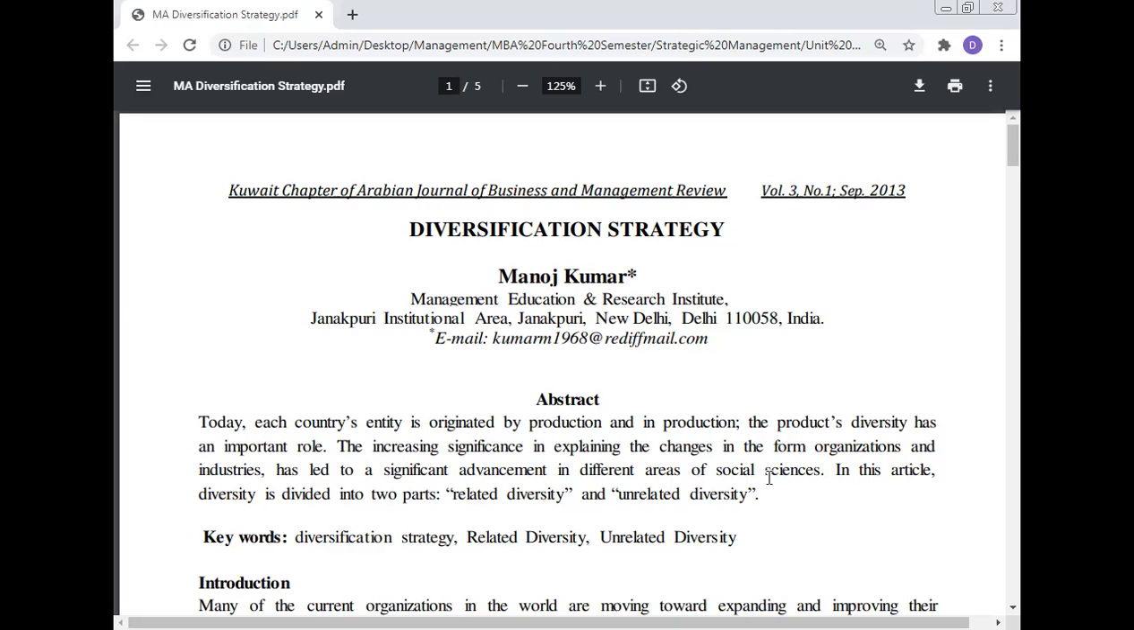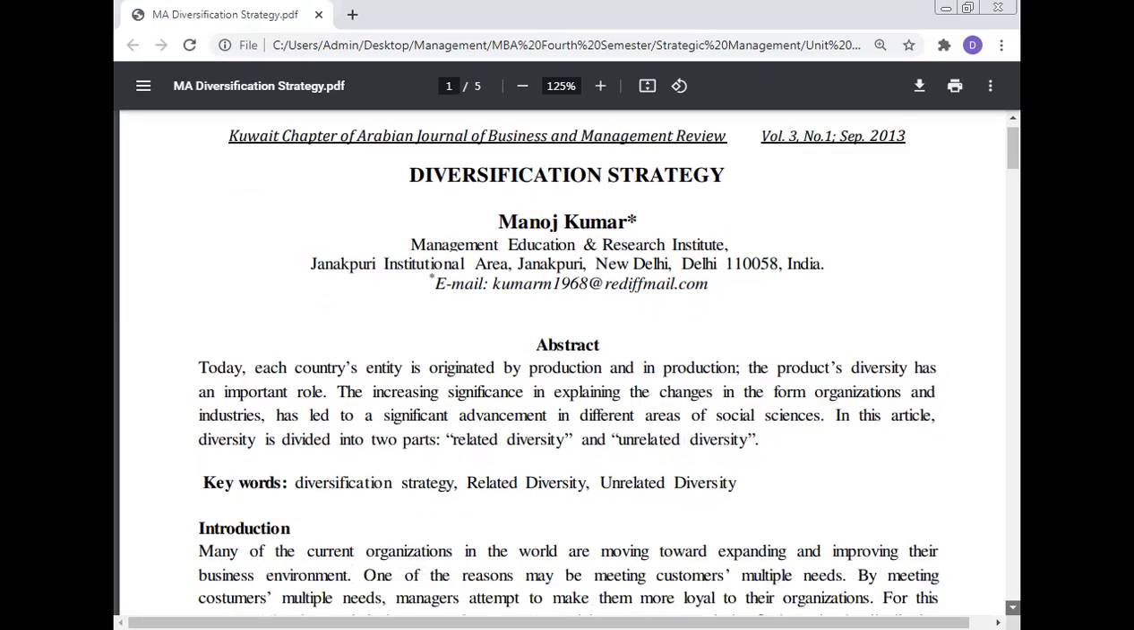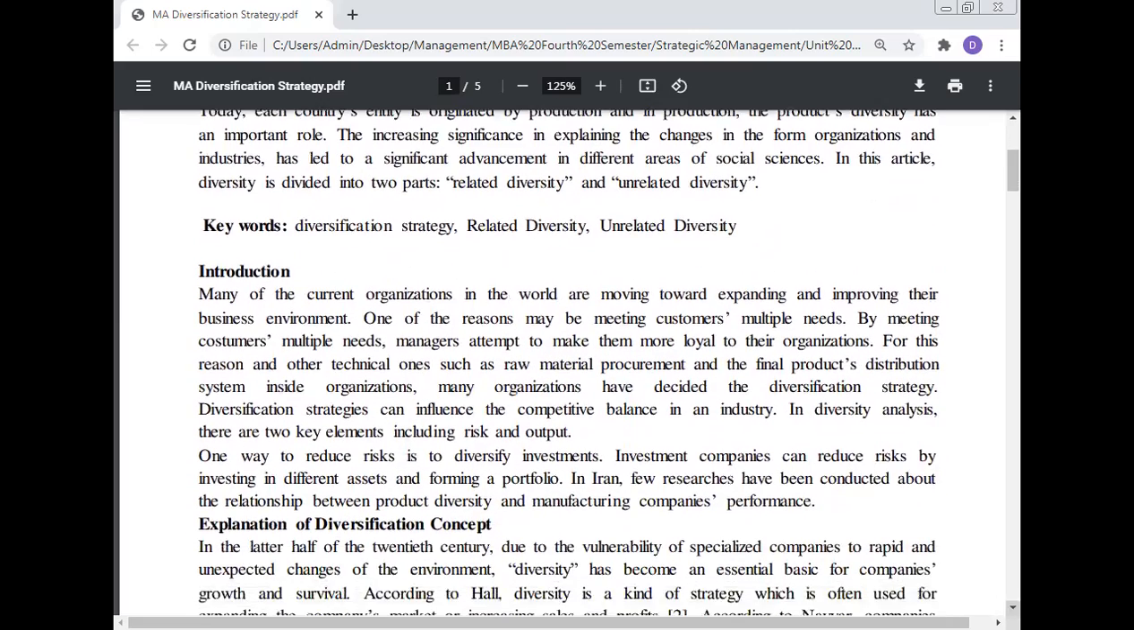In this article, diversity is divided into two parts: related diversity and unrelated diversity. The keywords are diversification strategy, related diversity, and unrelated diversity.